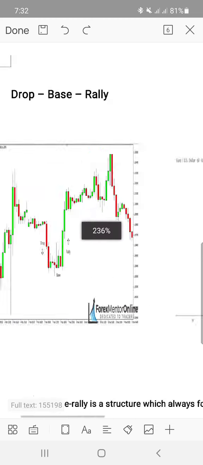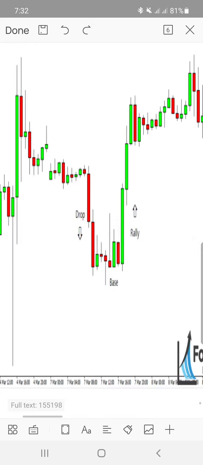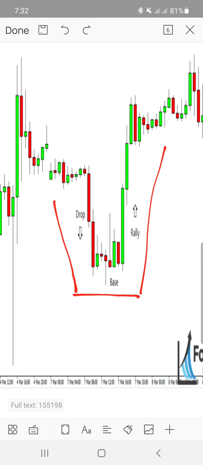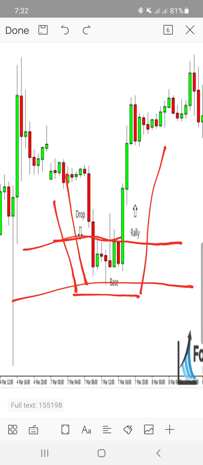As you can see in this diagram here, we have the drop, right, then the base, then the rally. See, the market sold here, it formed the base, which we mark out as our zone. In this case, it's going to be our demand zone. Then drop, base, rally. So now we have marked out this point.